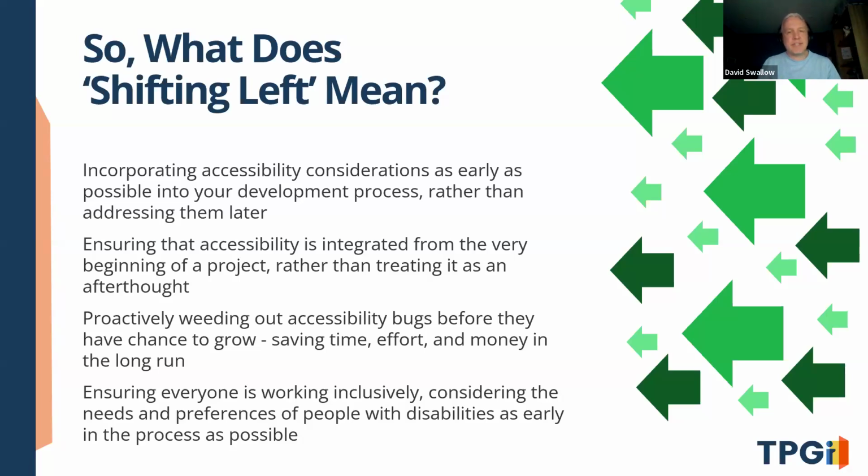So the earlier accessibility is introduced, the fewer barriers are created. Early choices ripple outwards, shaping what happens downstream. By proactively weeding out accessibility bugs before they've got a chance to grow, mixing metaphors up here, I think, you save time and money, you'll avoid wasted effort and redundancy, and you'll free up time that can be used to develop new features, and you'll end up with a better, more accessible, more inclusive product.